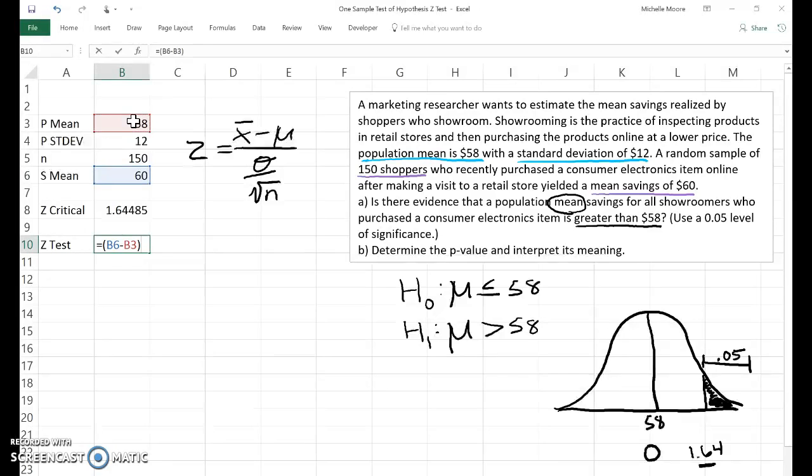We're then going to do our denominator. So divide by, I'm going to start another set of parentheses. So we've got population standard deviation divided by the square root of 150. And close that parenthesis, and then close the denominator. Okay, sample mean minus population mean divided by population standard deviation over the square root of n. All right, so hit enter. So we get a z test statistic of 2.04.